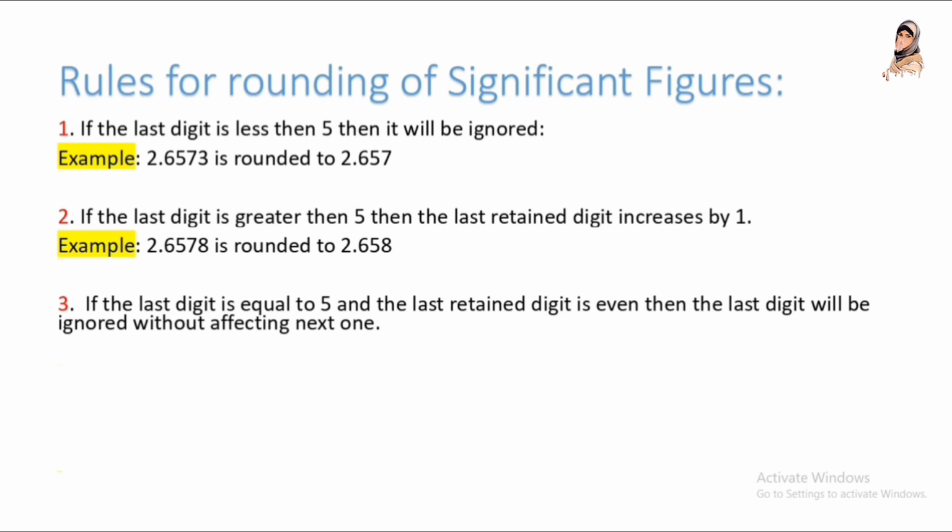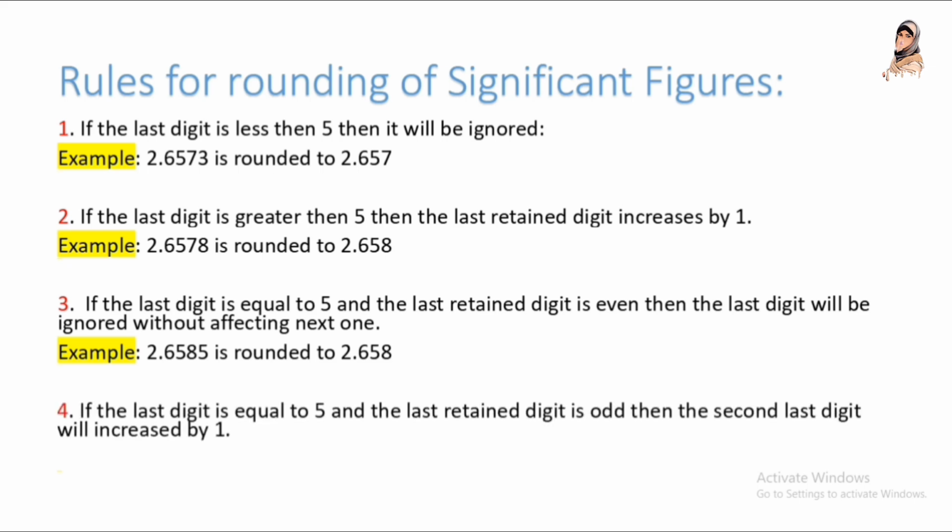Rule number 3, if the last digit is equal to 5 and the last retained digit is even, then the last digit will be ignored without affecting the next one. For example, 2.6585 is rounded to 2.658.